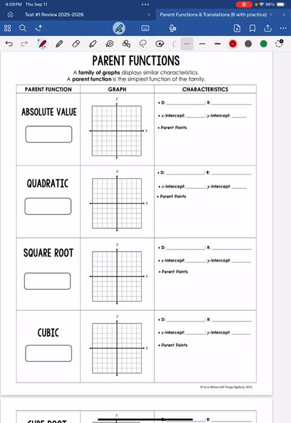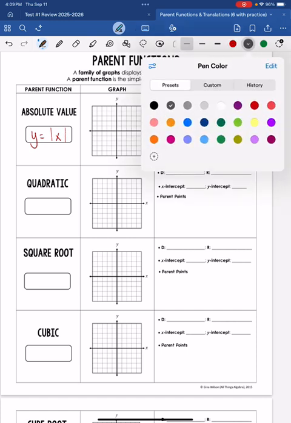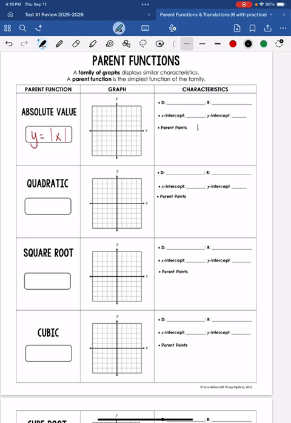So first we're going to look at the absolute value graph. The absolute value graph is y equals the absolute value of x. And remember, we learned that for absolute value, whatever is the output must always be positive. I'm going to talk to you today about these things called parent points, and I use parent points all the time when I graph. I'm going to start by making a little t-chart here for x and y.